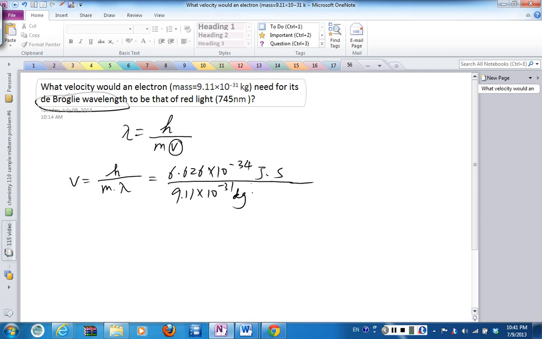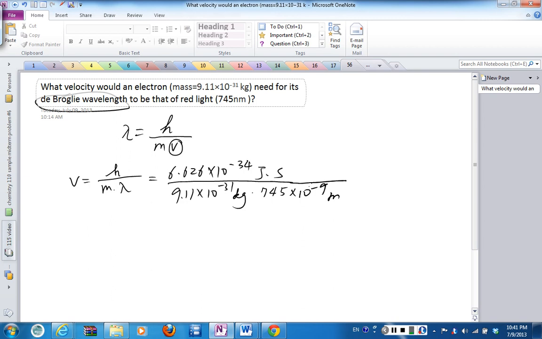Wavelength is 745 nanometers. Again, nanometer is not a standard unit, and you need to turn it into one. 1 nanometer is 10 to the negative 9th meter. And of course, looking here, the units will be messy.